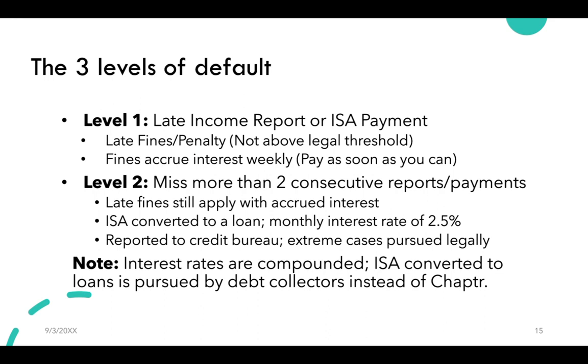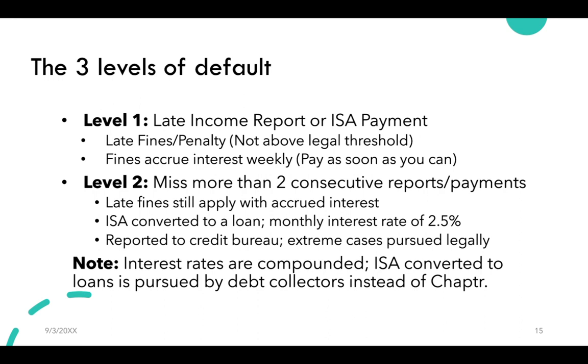And then we now have the level 2 type of default. This happens when you miss more than 2 consecutive reports or payments. Keep in mind that the late fines still apply, of course, with the accrued interest. But what we'll do is your ISA could be converted to a loan with a monthly interest rate of 2.5% on the unpaid balance at any given point. Because this is now what we term as hard default for us, you will be reported to the credit bureau and extreme cases could be pursued legally.